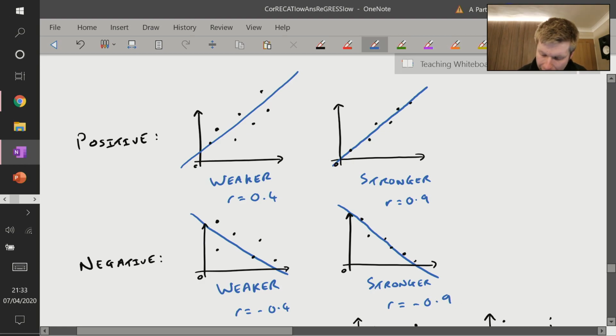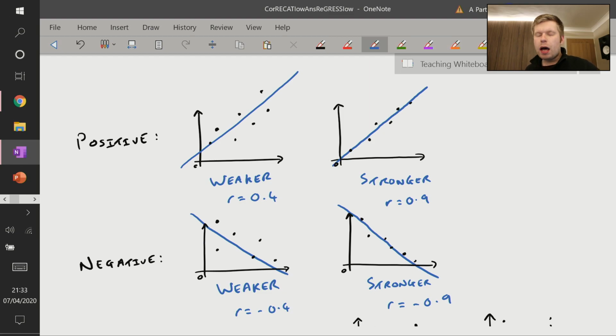Of course, we're looking at how we can actually calculate the value of R, but I'm just showing you this intuition. The closer the value is to 0, the weaker the correlation, and the closer the value is to either negative 1 or 1, the stronger the correlation becomes. Of course, if R is positive, it's a positive correlation. If R is negative, it's a negative correlation.